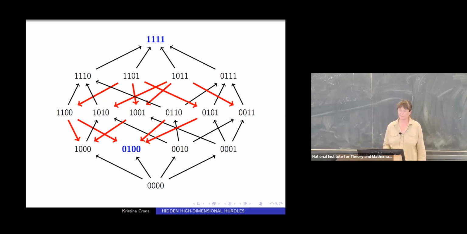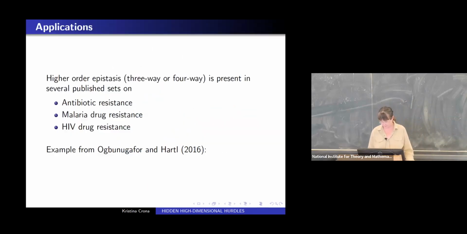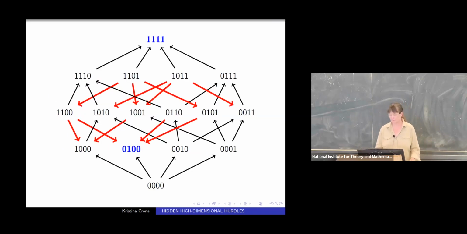This graph is from Hartle's lab. It is from malaria drug resistance. And in this case, we can see that we have at least a subsystem with third order interactions, if you analyze the arrows, so to say.